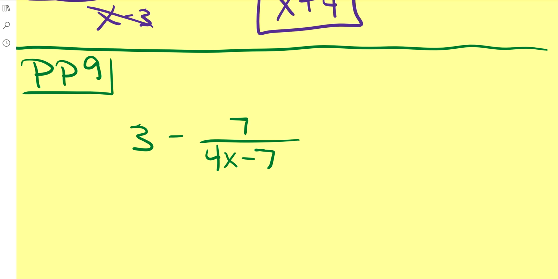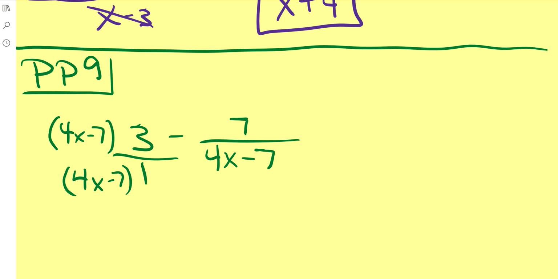Okay, so this is the problem, and notice what's happening. 3 minus 7 over 4x minus 7. But what do we know we can do? Put it over 1. If I put it over 1, now it's coming back to me. I've got to make the denominators the same. So if I want this to be 4x minus 7 over here, I've got to multiply it by 4x minus 7 times 1. And what I do to the bottom, again, I have to do to the top. 4x minus 7.